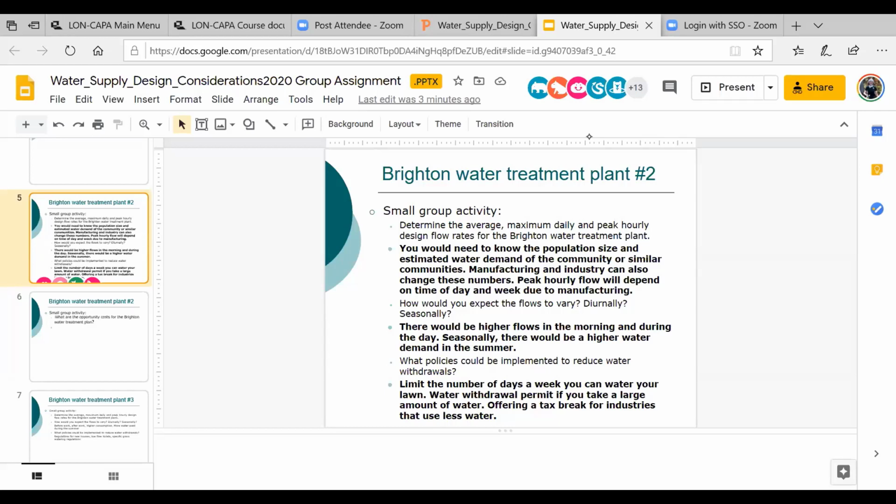One of the things was group 5 mentioned mandating low flow faucets and toilets. You could actually regulate that for new homes so that at least all new homes would be equipped with low flow devices.